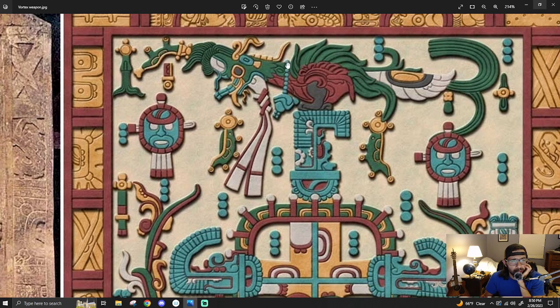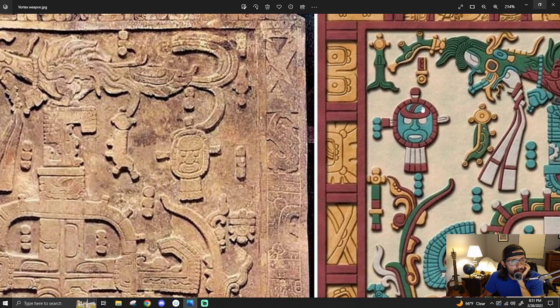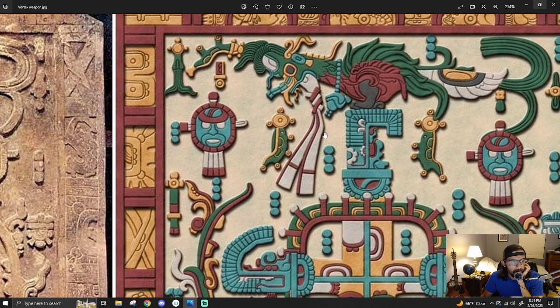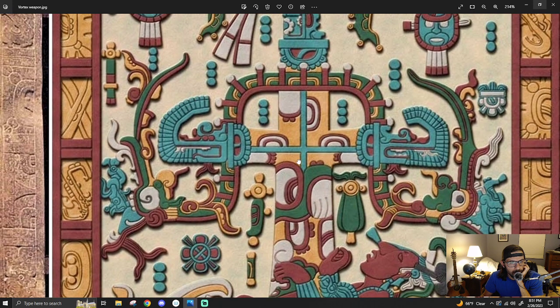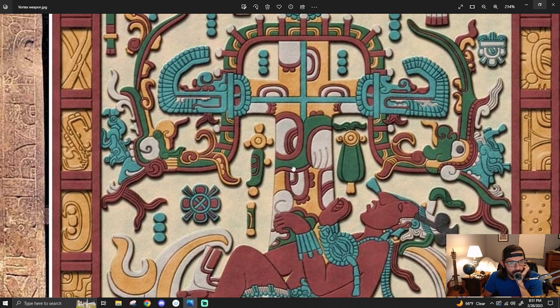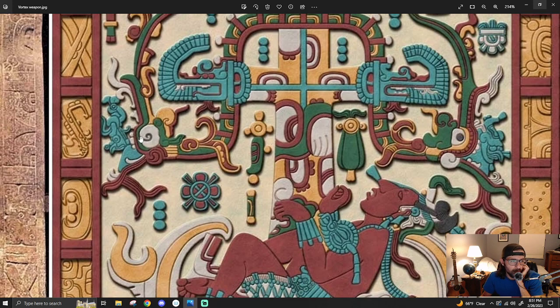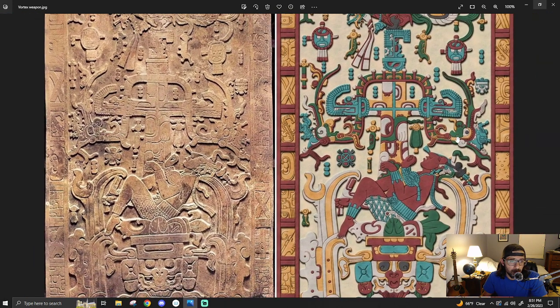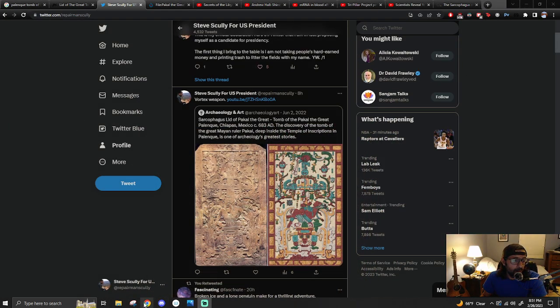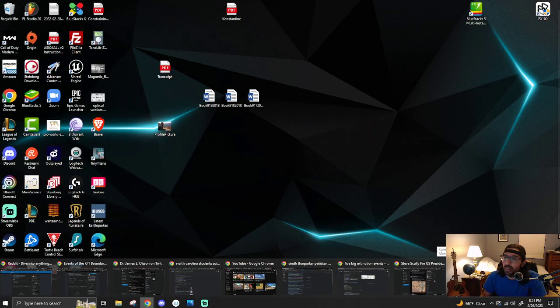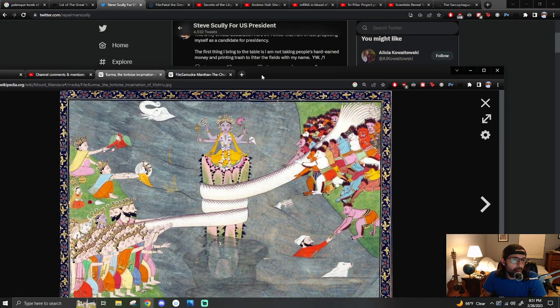The dragon is wearing a necklace with something on it. This one's got a swirl, and this one's got a full-blown dot. I wonder if that has meaning, some purpose. Okay. So, that was that. So back to this.